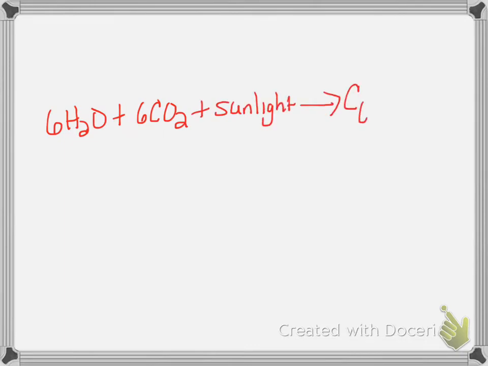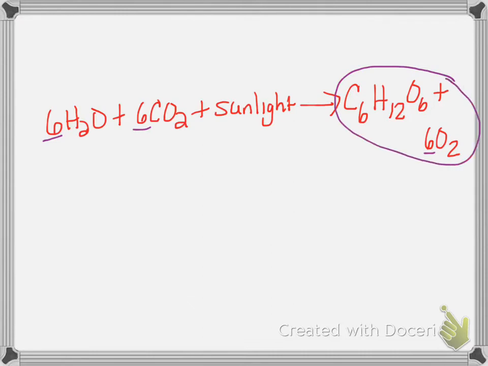So here's what it looks like. You know this equation: 6H2O plus 6CO2 plus sunlight produces C6H12O6 plus 6O2. Maybe we didn't make you write the coefficients when we talked about photosynthesis, but now is when you're going to learn about those. So this is what's produced. This side has to be equal to this side. They have to be equal to each other.